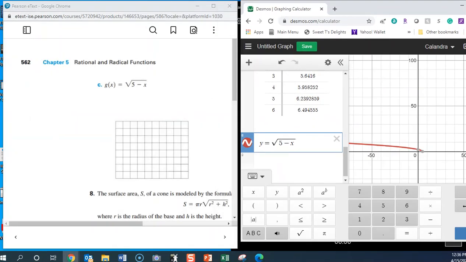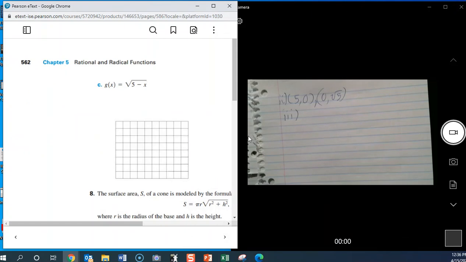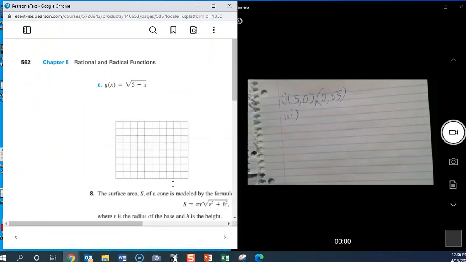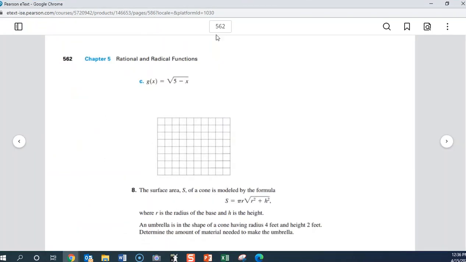Okay, so now we're going to move on to 5-8. Now let's take a look. So 5-8 is on pages 567 to 570, and we're to do 1 through 9 odd. So let me go here. We're actually going to start, let's see, page 570.